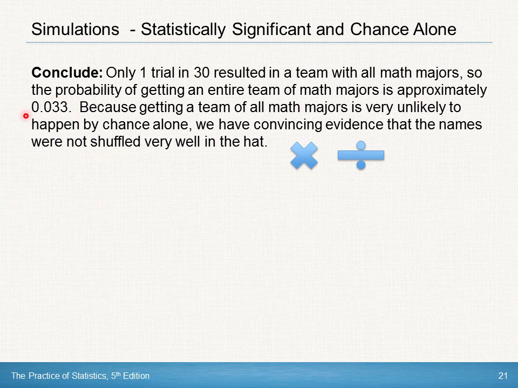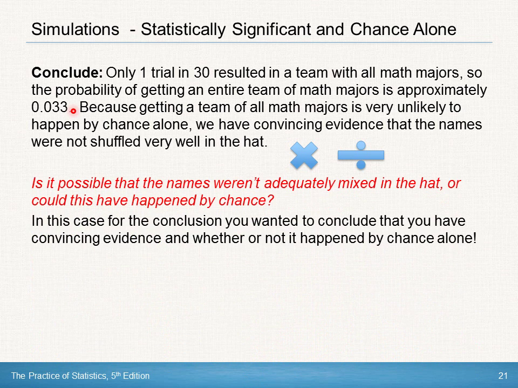So take a look at your answer. If it's a high probability, then they probably were shuffled well, and it was likely that one team could have ended up all math majors. But since it's not a very high probability that one team's going to be all math majors, we can probably say that he didn't mix the hat up very well, or she. So is it possible that the names weren't adequately mixed in the hat, or could this have happened by chance alone? In this case, for the conclusion, you wanted to conclude that you have convincing evidence, and whether or not it happened by chance alone based on the question. The question says, could this have happened by chance? So you want to find that probability and then make the decision, okay, was that a high probability or a low probability?